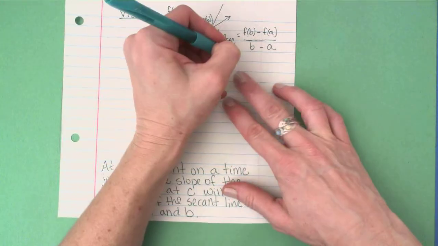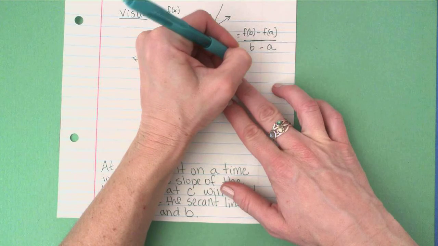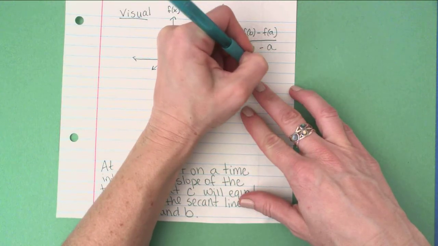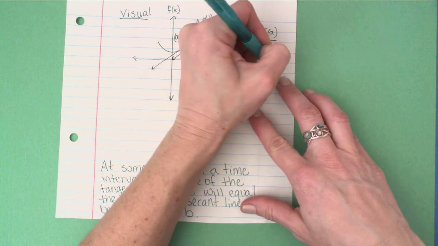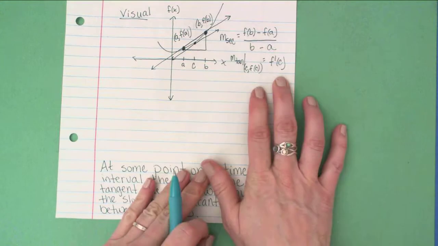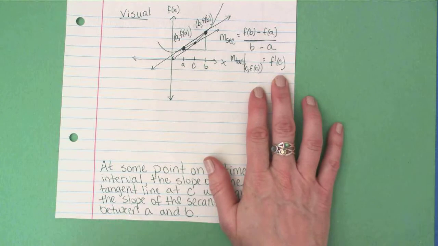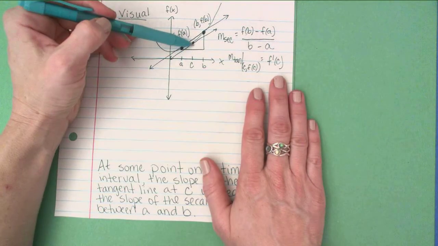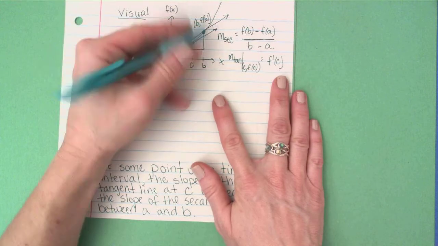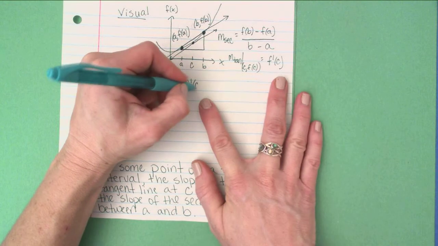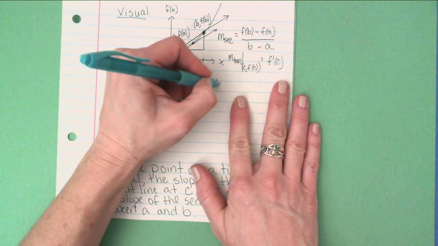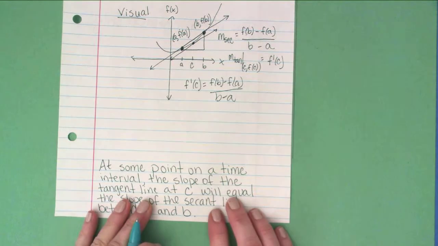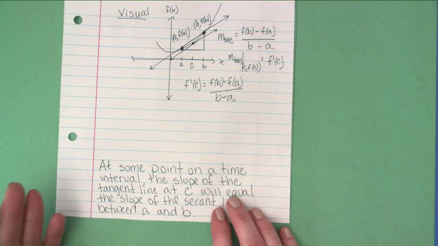So the slope of the tangent line at c is what we call f prime of c. Slope of the tangent line is the derivative. So the mean value theorem says that at the point c, these two are going to be equal, and that's where we have f prime of c equals f of b minus f of a all over b minus a. And that's all there is to it. That's how simple this theorem really is.